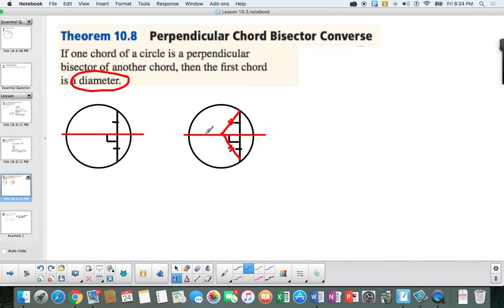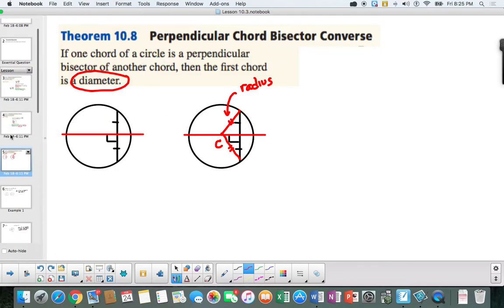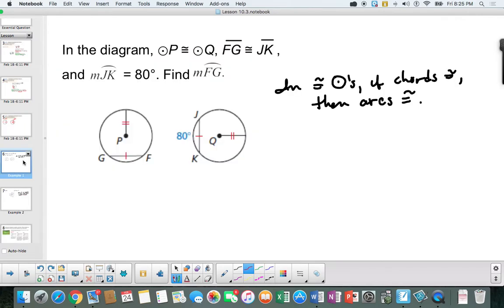And so we know somewhere along here there's a point, and it's going to be called the center, that's equidistant. And that's exactly what a radius is. So these two are a radius and a radius. And you will know a radius is hooked to a center, and a center is part of a diameter. So that's why that has to be a diameter. Okay, let's go ahead and practice a problem.